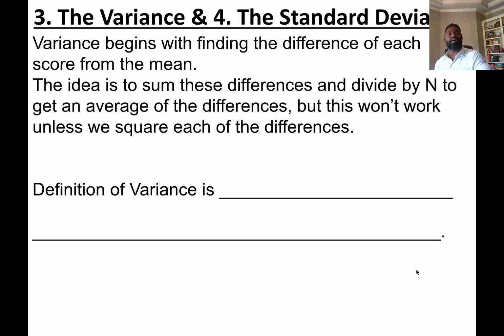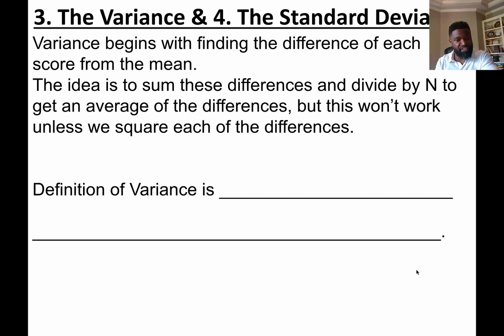Okay. So, variance and standard deviation. Variance begins with this idea that we're going to find the difference of each score from the mean. The basic idea with the variance is to get the differences, sum them together and divide by n to get an average idea of what those differences are. But this won't work unless we square those differences, because some scores are going to be higher than the mean, some are going to be lower. So some of those scores are going to be negative, and the negative scores will cancel out the positive scores and just give you 0 at the end. So we have to square them so that that doesn't become a problem anymore, and that puts everybody on the same side of the ledger.